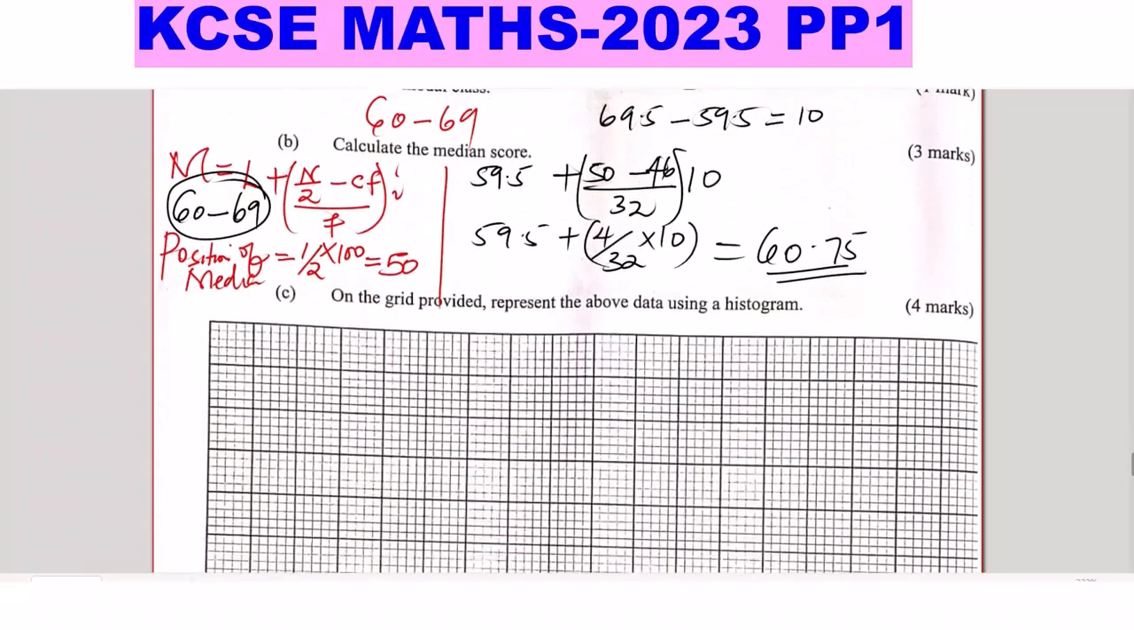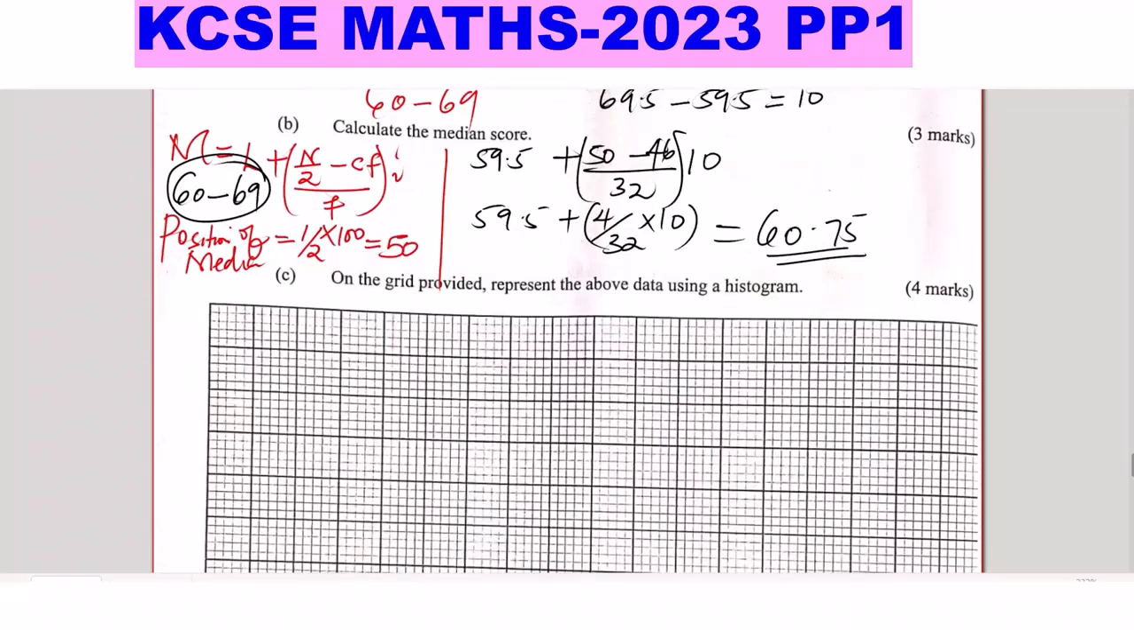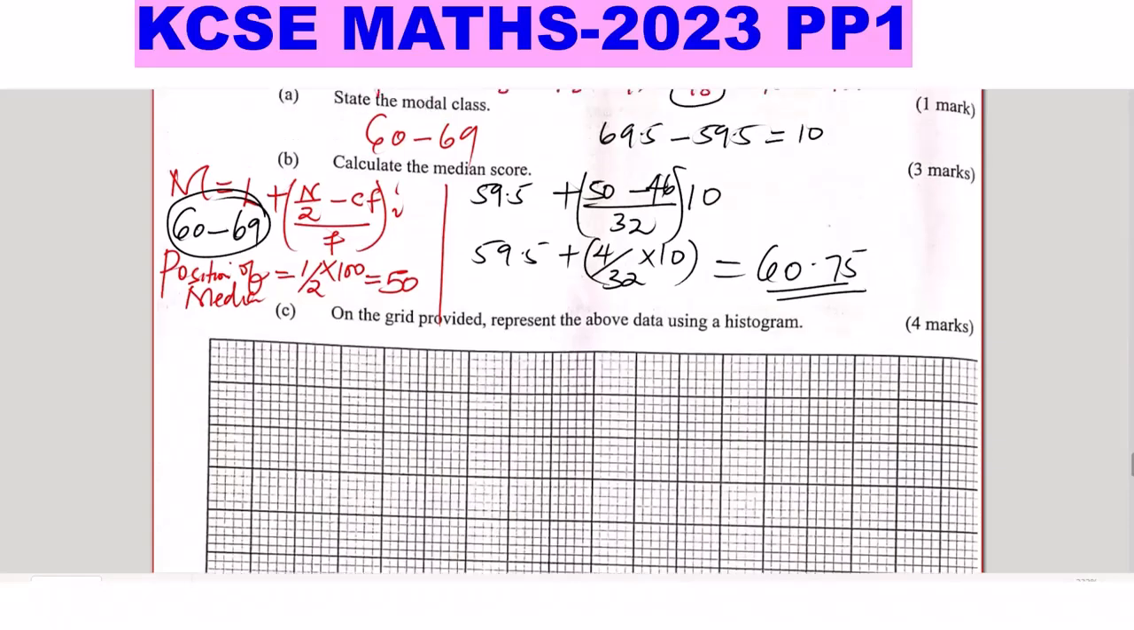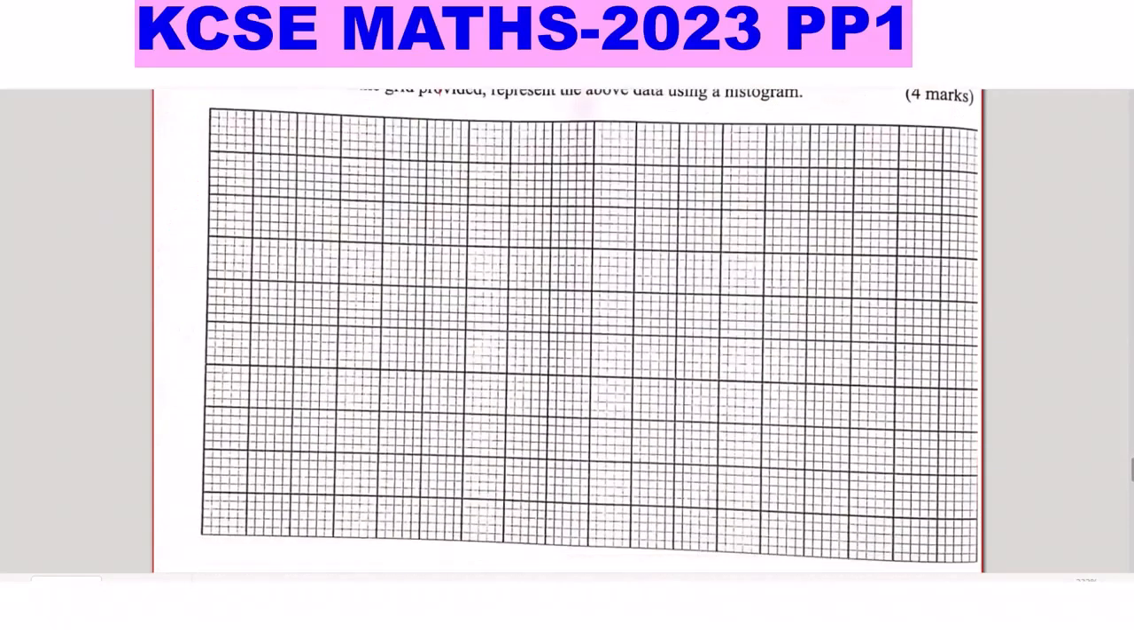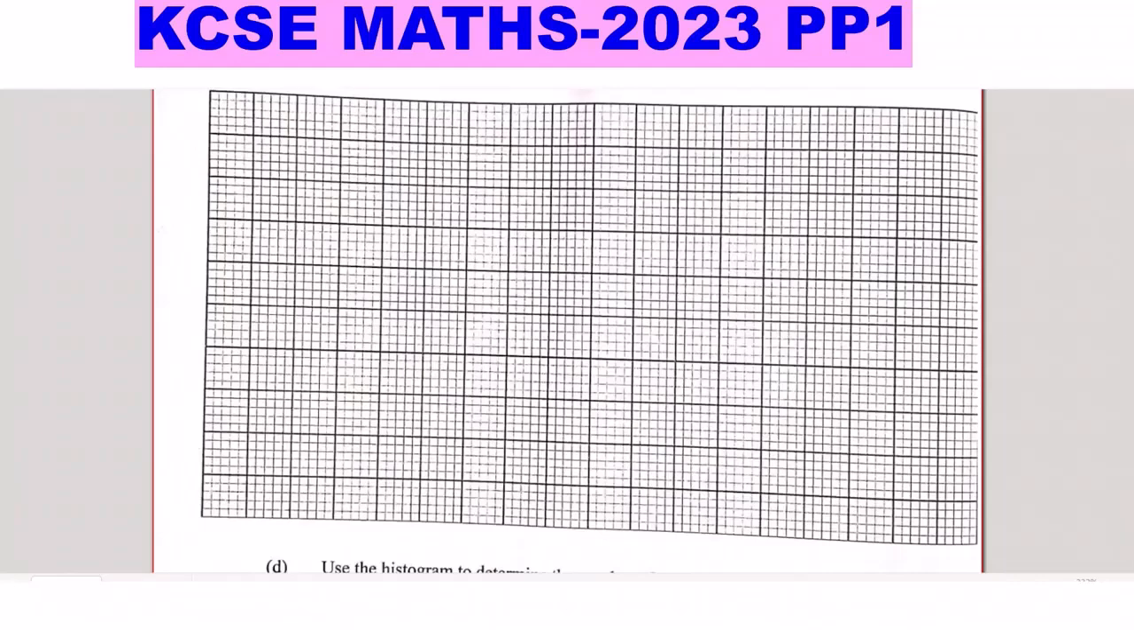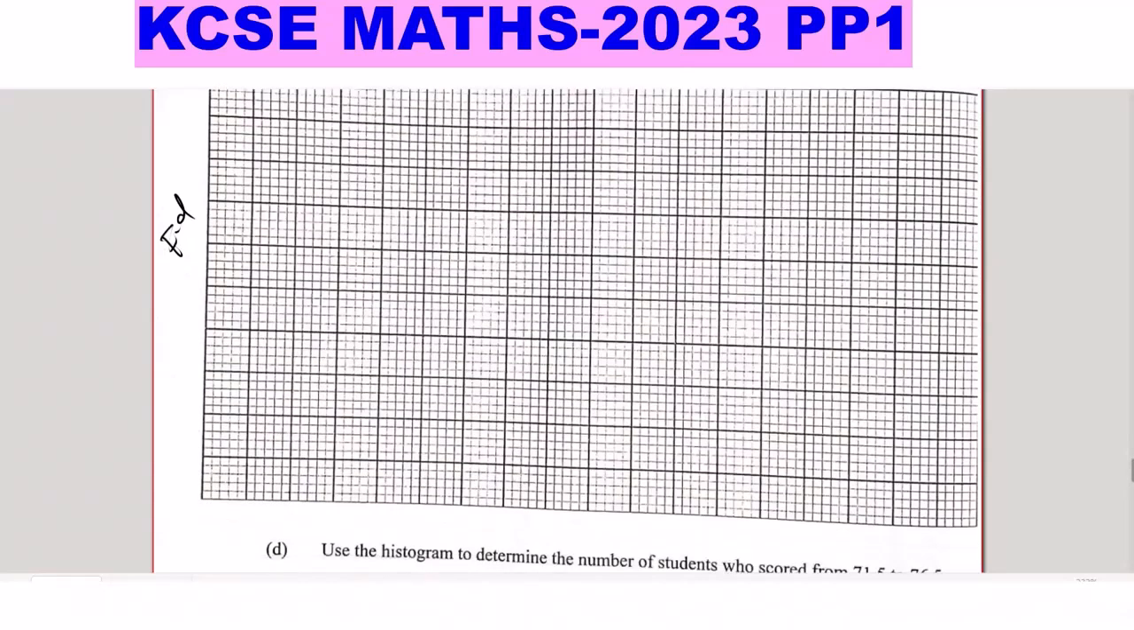Part C, on the grid provided, represent the above data using a histogram. To draw a histogram, we require to plot the frequency density. So on the y-axis, you'll need the frequency density, and then on the x-axis, you'll need the upper class boundary.